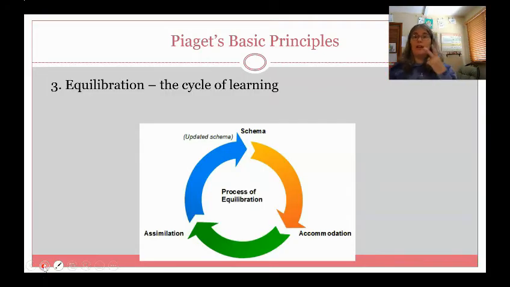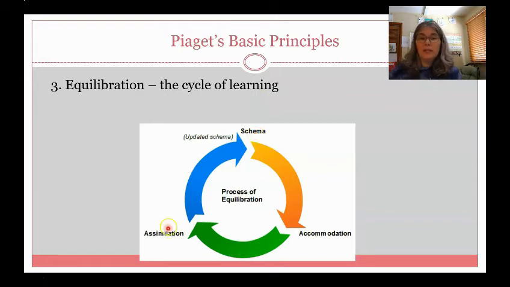All right, so we've covered 2 of Piaget's 3 main ideas or basic principles. The last one is called equilibration. Equilibration is something that's going to happen in your classroom every single day. It's happening to you right now while you're sitting at home. It is simply the cycle of learning, where you go from having a schema.